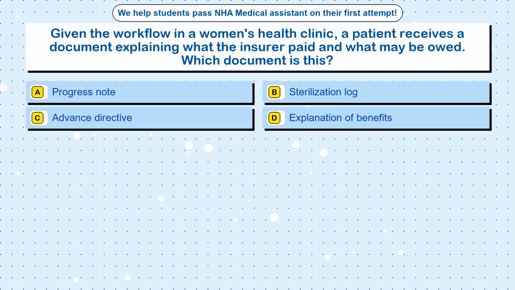Question 78. Given the workflow in a women's health clinic, a patient receives a document explaining what the insurer paid and what may be owed. Which document is this? Option A, progress note. Option B, sterilization log.